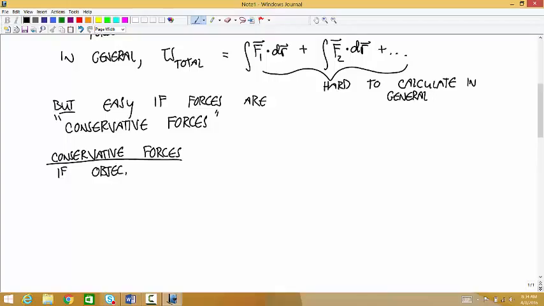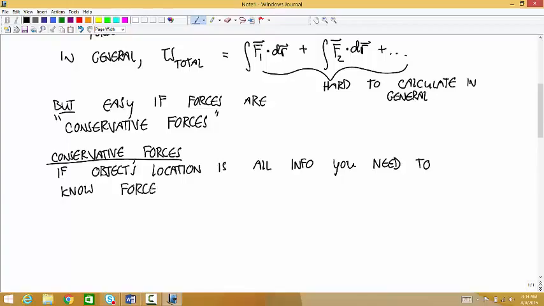If the object's location is all the information you need to know the force on the object, then that force is conservative.